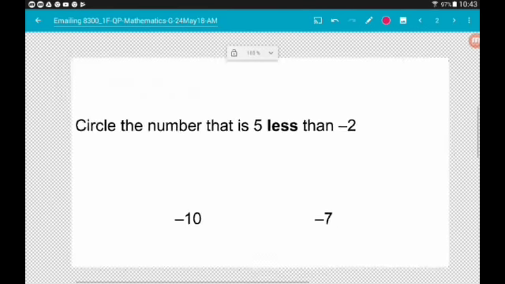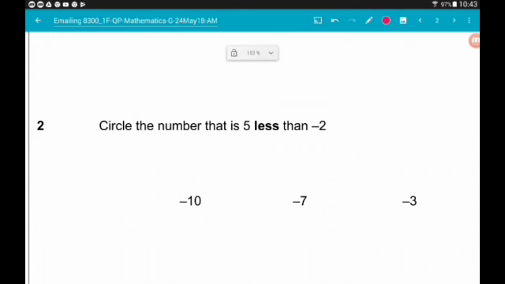Question 2 wants us to circle the number that is 5 less than -2. So imagine it was -2 degrees outside and it gets 5 degrees colder. It's going to go down to -7.